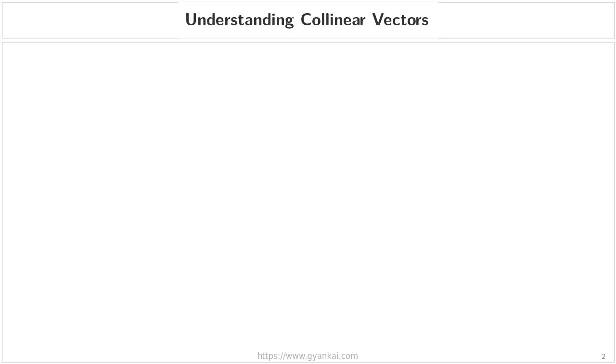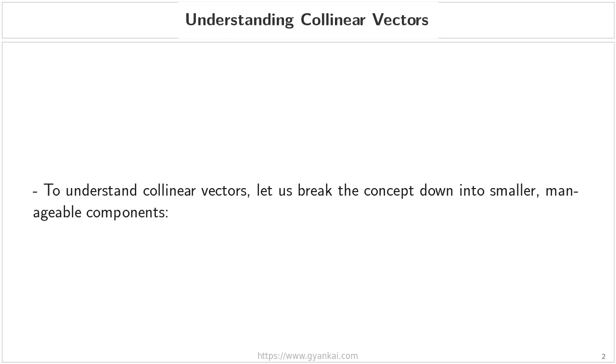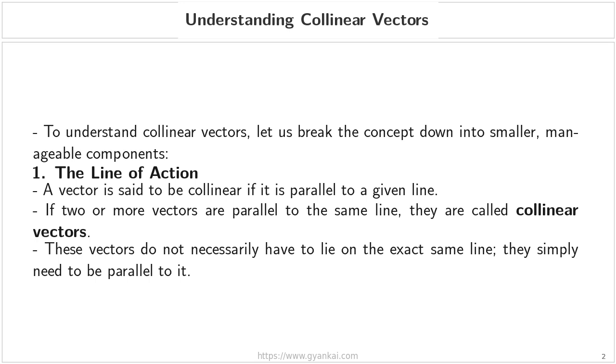Understanding collinear vectors. Now that we have introduced the basic idea that collinearity is all about geometric alignment, let's dive deeper. To really grasp what makes vectors collinear, we are going to break the concept down into three manageable components: the line of action, direction, and magnitude. First, let's look at the line of action.